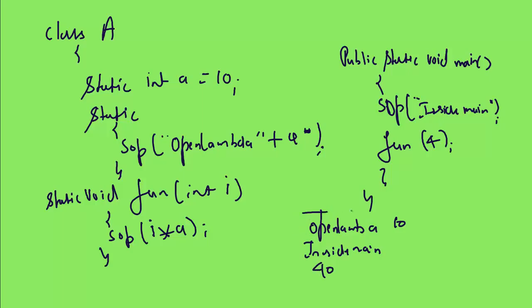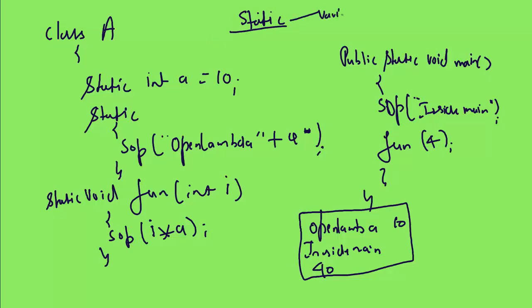To understand the output, we need to understand how static members behave. Static is just a keyword which can be used for 3 things in the Java language: variables, methods, and then blocks. Now this is called a static block.